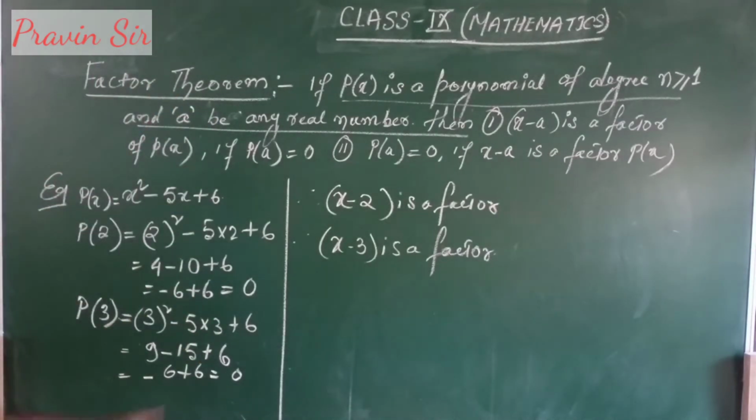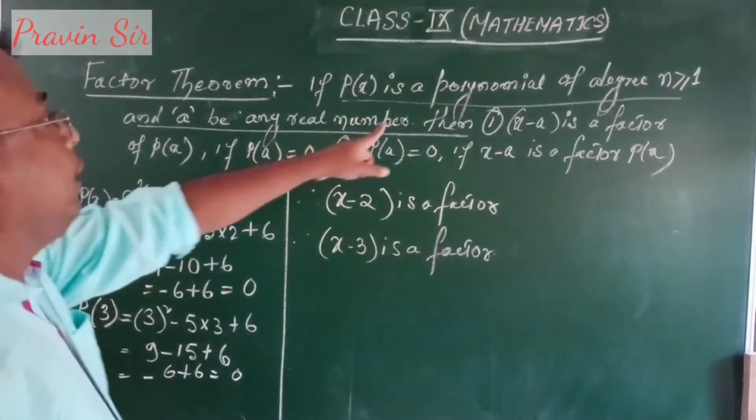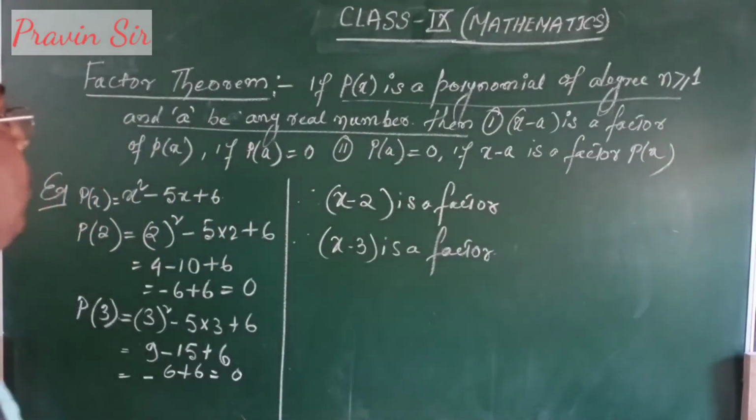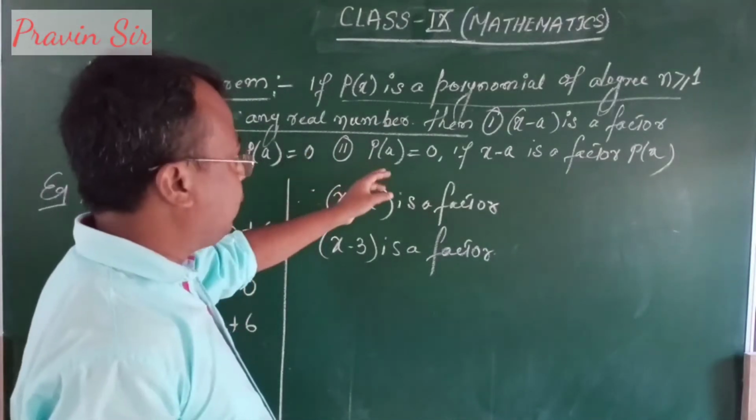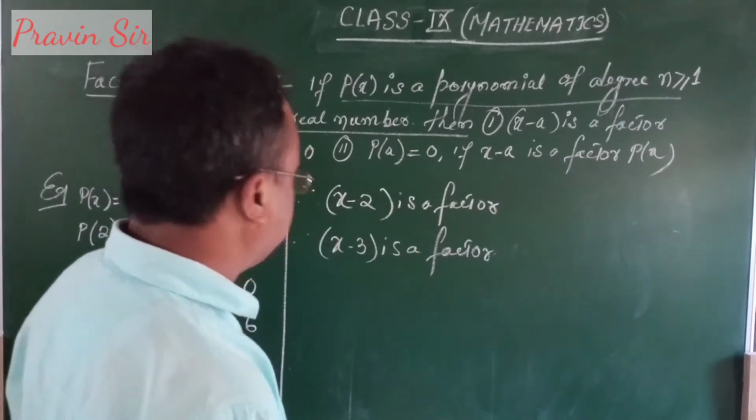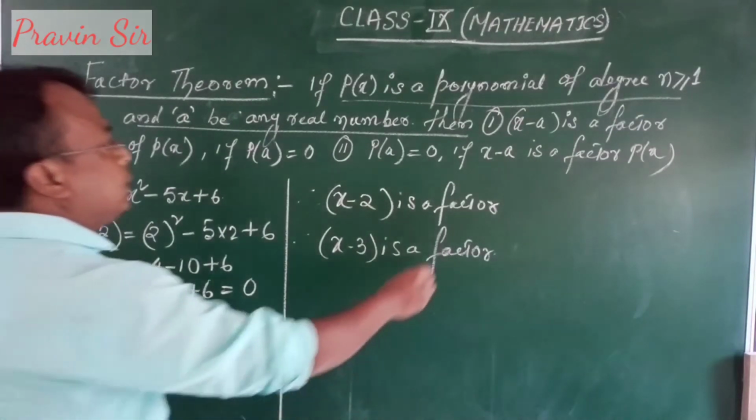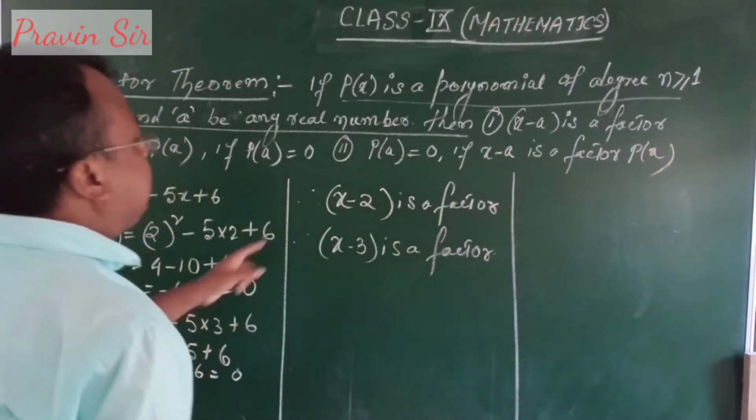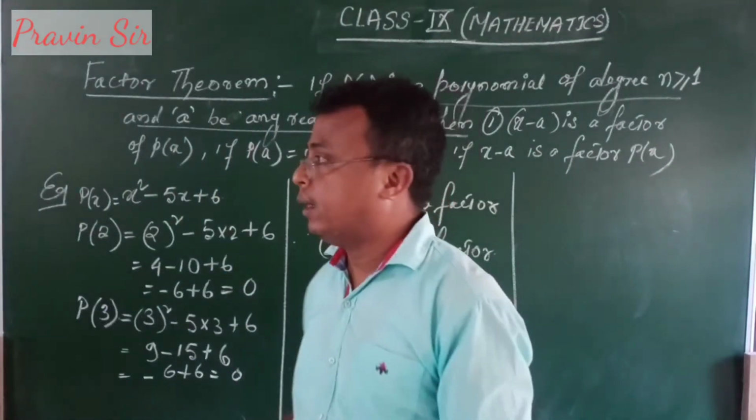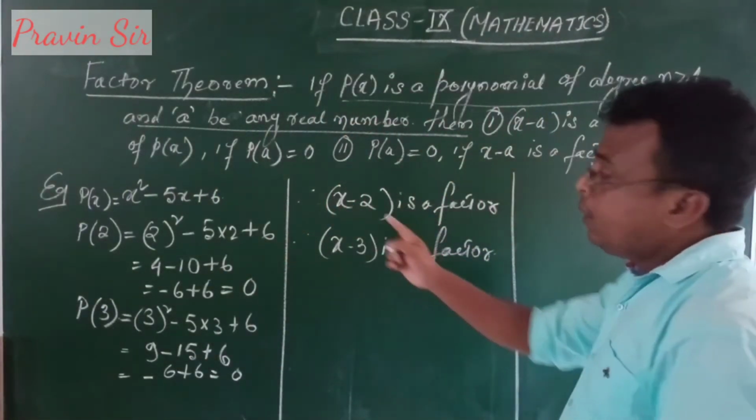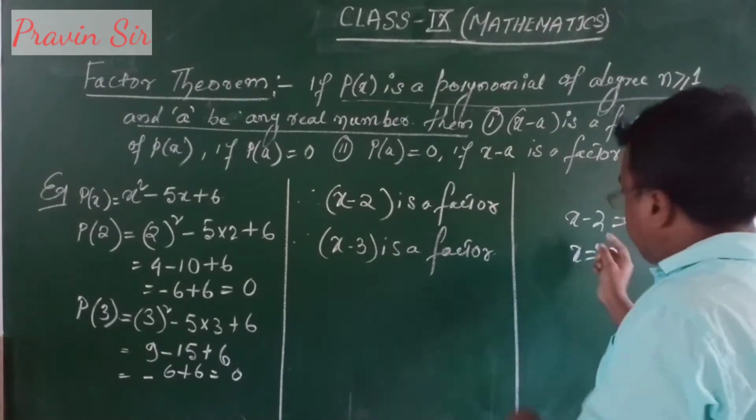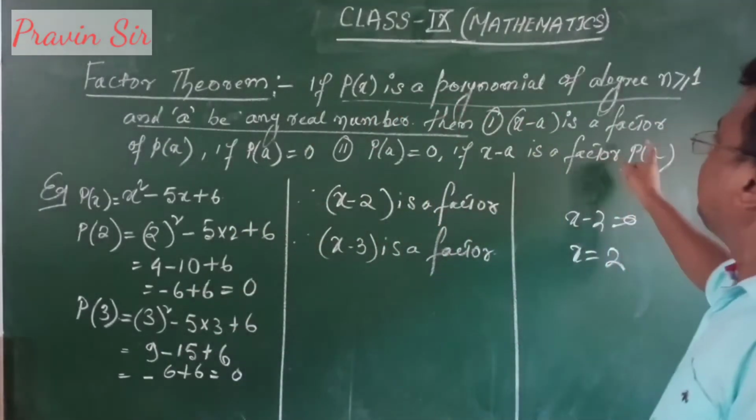So that is what the factor theorem says. That is part 1: x minus a is a factor of p(x) if p(a) is equal to 0. Now what is the second part? If x minus a is a factor of p(x), then p(a) is equal to 0. Just see the reverse of this question. Suppose it is given in the question that x minus 2 is a factor. If x minus 2 is a factor, then we find the zero of this. What will be the zero of x minus 2? x is equal to 2. Now if you put 2 here, then you will get 0. Understood?